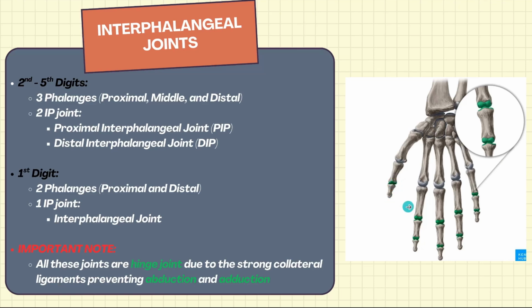Now you might be asking yourself, how are these hinge joints, even though they look quite similar to the metacarpal phalangeal joints? These joints have very strong collateral ligaments, preventing them from having any chance to do any abduction, adduction, which keeps it as a hinge joint, allowing only flexion and extension.